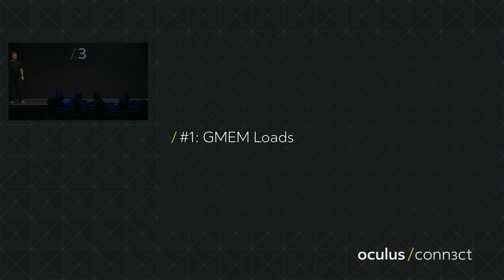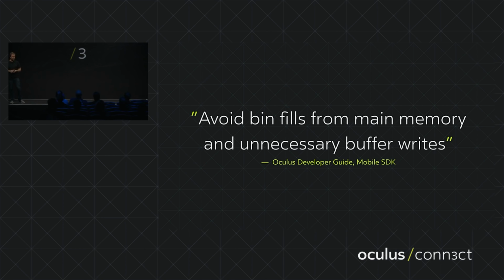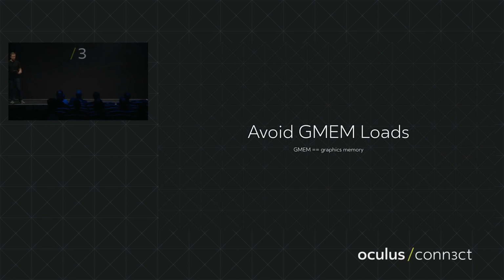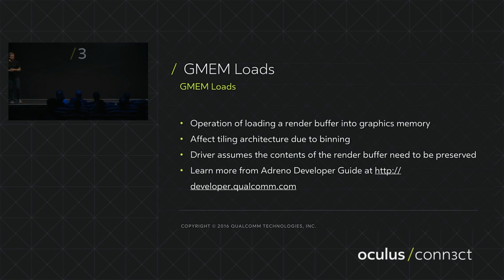So the first use case we looked at was GMM Loads, and the Oculus guide has a line about avoiding bin fills from main memory and unnecessary buffer writes. It's basically what we call GMM Loads, or avoid GMM Loads. And if you're not aware of GMM, I'm talking about graphics memory. So GMM Loads are the operation of loading a render buffer into graphics memory.